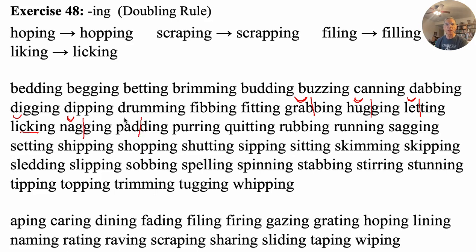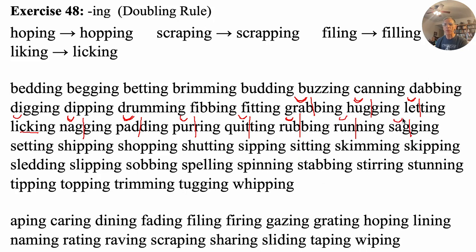Padding. Mr. Potter has padding in his bicycle shorts that he wears. Purring. The little kitten was purring. Quitting. There is no quitting when you're teaching a boy or girl to read. Rubbing. It was cold out, so he was rubbing his hands to keep warm. Running. Running can be good for your heart.